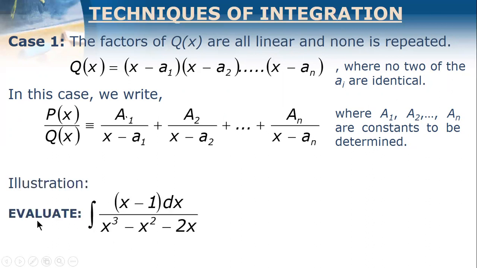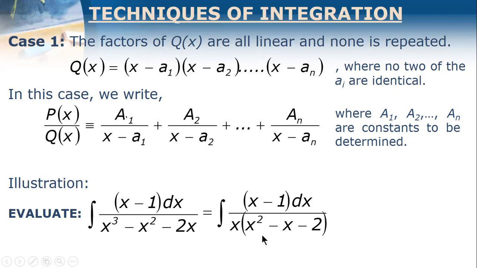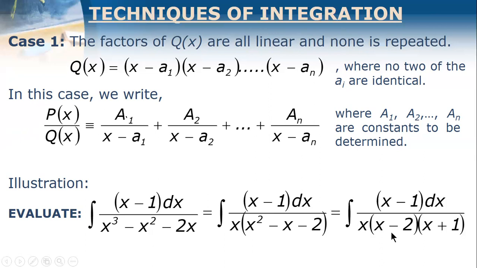So to illustrate, let's evaluate the integral of x minus 1 all over x cubed minus x squared minus 2x. So let's focus on the denominator. In the denominator, we can factor out x. So the result would be x squared minus x minus 2. But this term can be broken down into x minus 2 times x plus 1. You can factor this one. So we have 3 linear factors: x, x minus 2, and x plus 1. None of the factors is repeated.